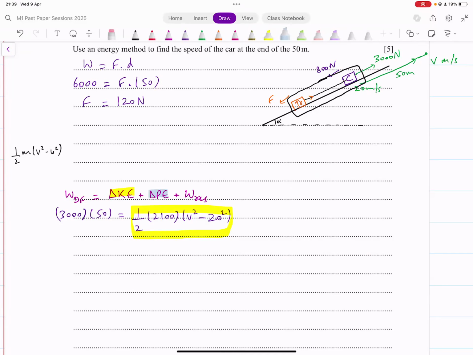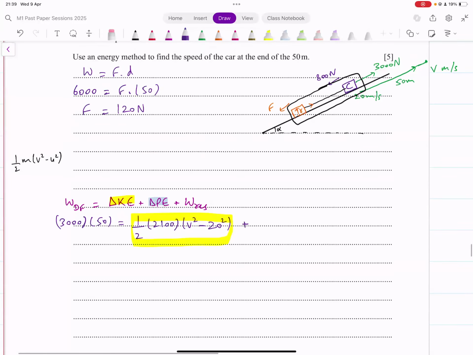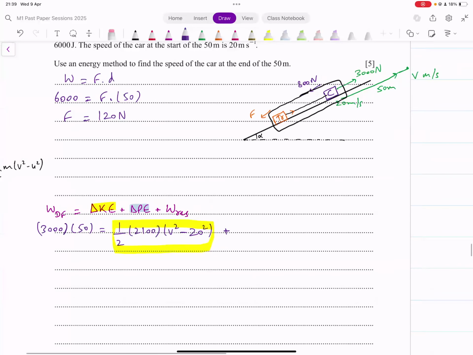What about the change in potential energy now? Potential energy is mg into change in height, right? What's the total mass? Change in height is going to be the same for both of them, so we can do that together as well. Whatever is the change in height for the car, it's going to be the same for the trailer as well. The total mass is 2100 into g, that is 10, into change in height.